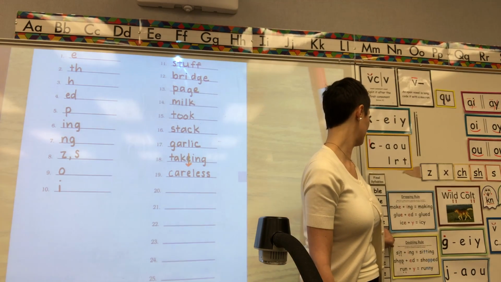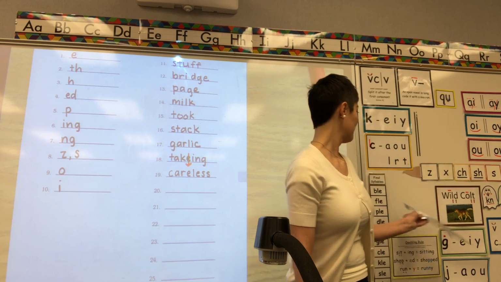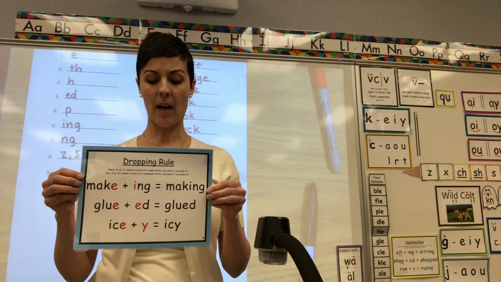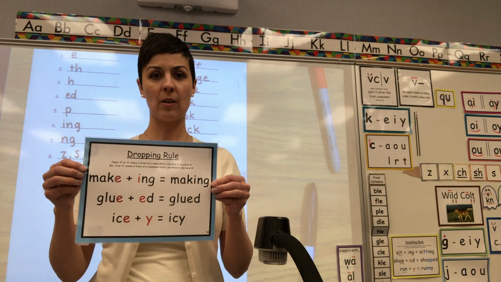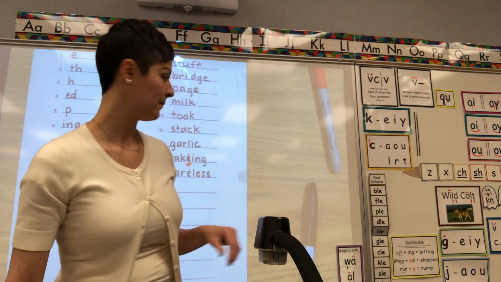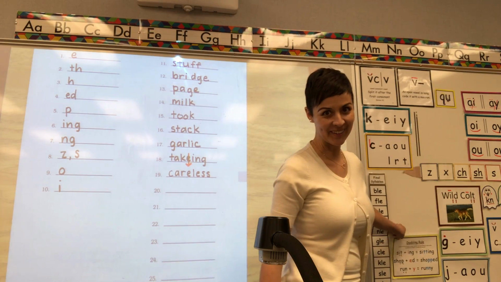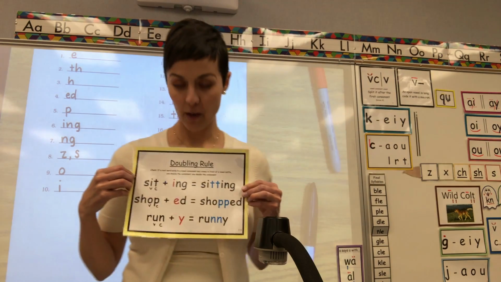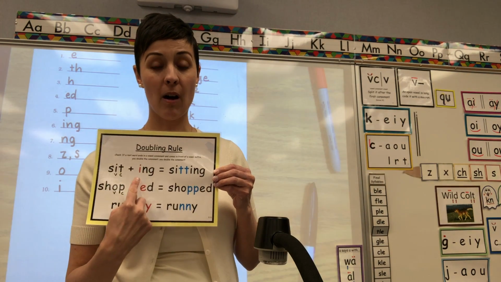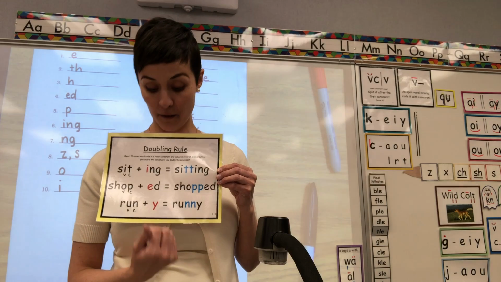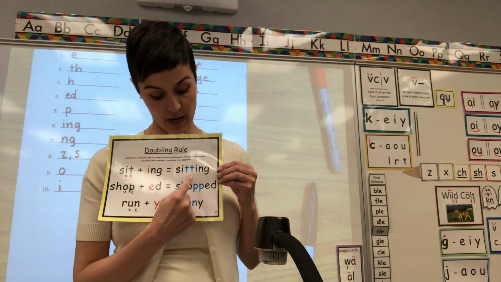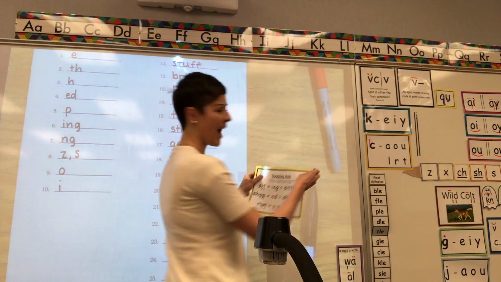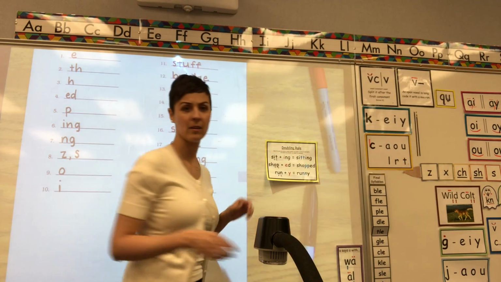Let's see. Since we just did our dropping rule, I think I'm going to put that one aside and let's go to our doubling rule. Do you remember our doubling rule? This was like so fun. We said if a root word ends in a vowel consonant and comes in front of a vowel suffix, you double the consonant. Do you remember that? And I think we even had a little action that went with it, right?